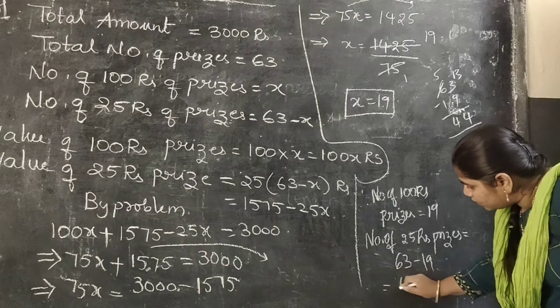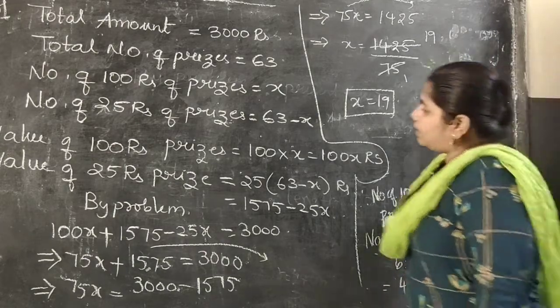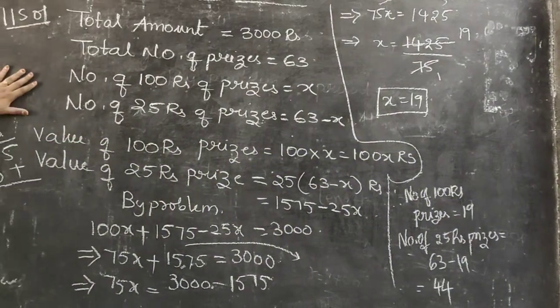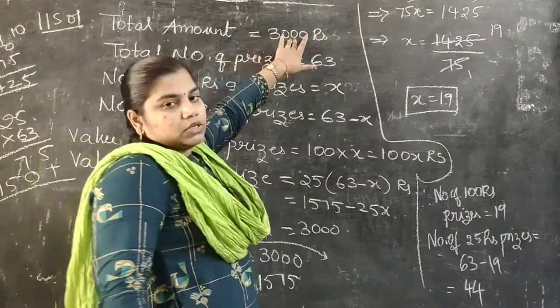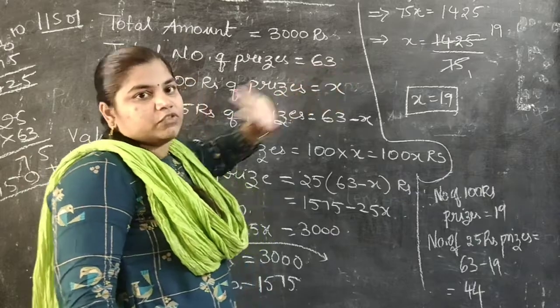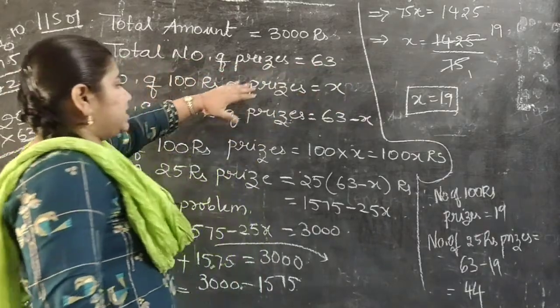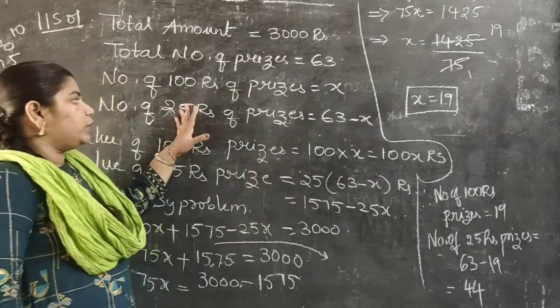So total how many 25 rupees prices are there? 44, and the number of 100 rupees prices is 19. Once again, see this: they told that the total amount of prices is 3000 rupees. With 3000 rupees they bought 63 different types of prices. So the total number of prices is 63. In those 63 prices they have 100 rupees prices as well as 25 rupees prices.